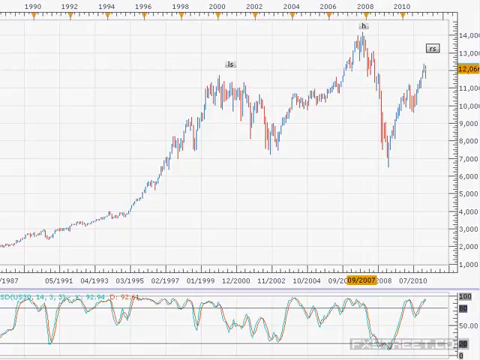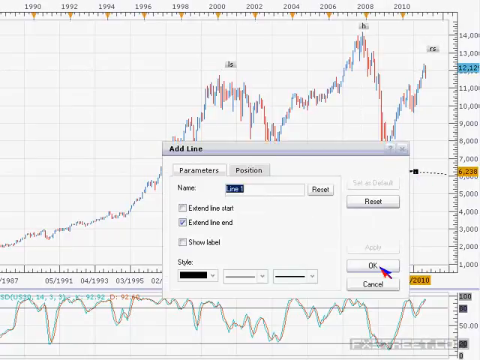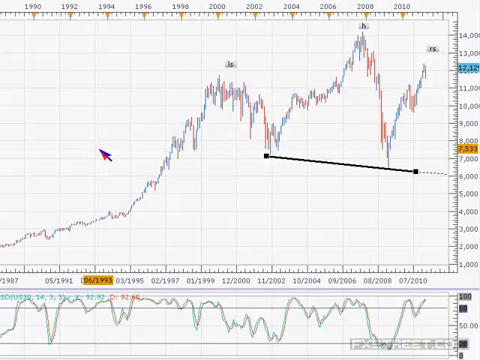But the other thing that makes this interesting is take a look at this neckline. The neckline is sloping to the downside. And so again, when you're looking at a head and shoulders pattern, the reason I like it to be horizontal or downward sloping is because what this is saying is that prices are so weak that this support at around 7,200 was not strong enough to hold it, that it crashed down below it.